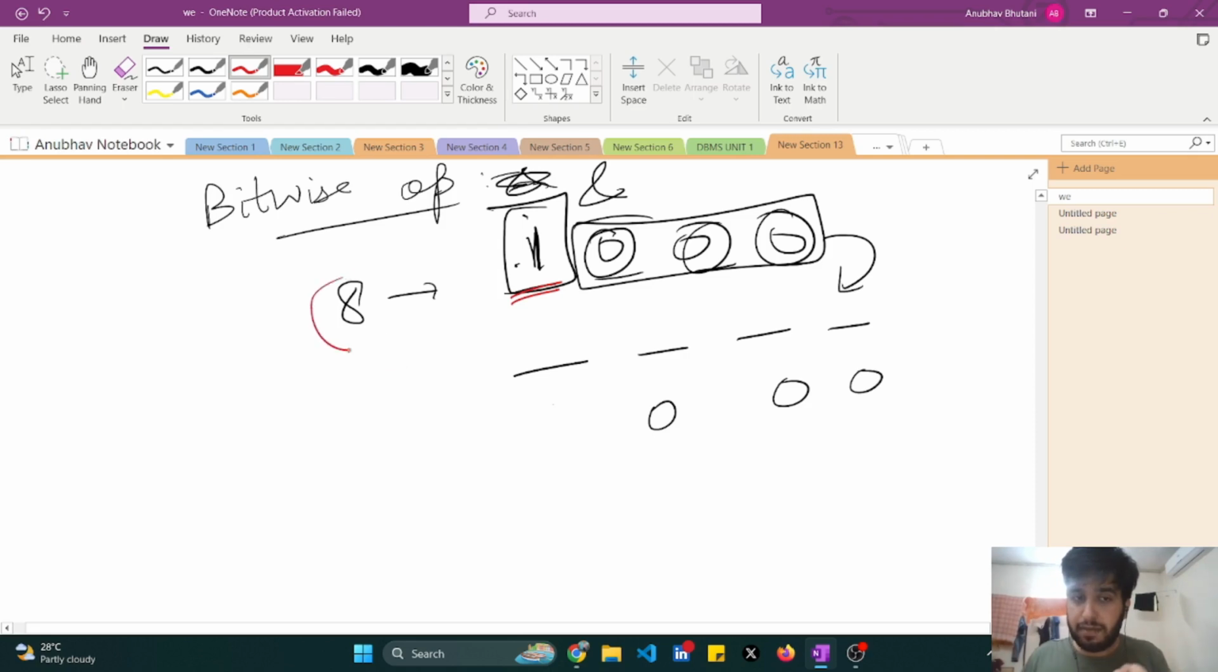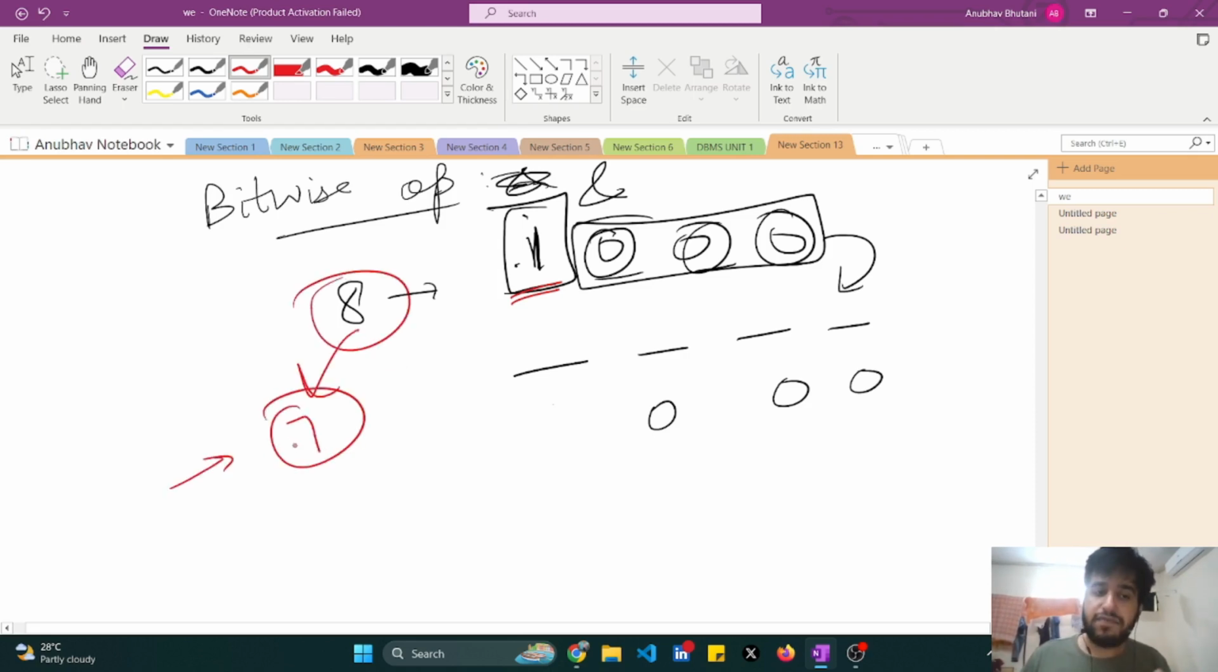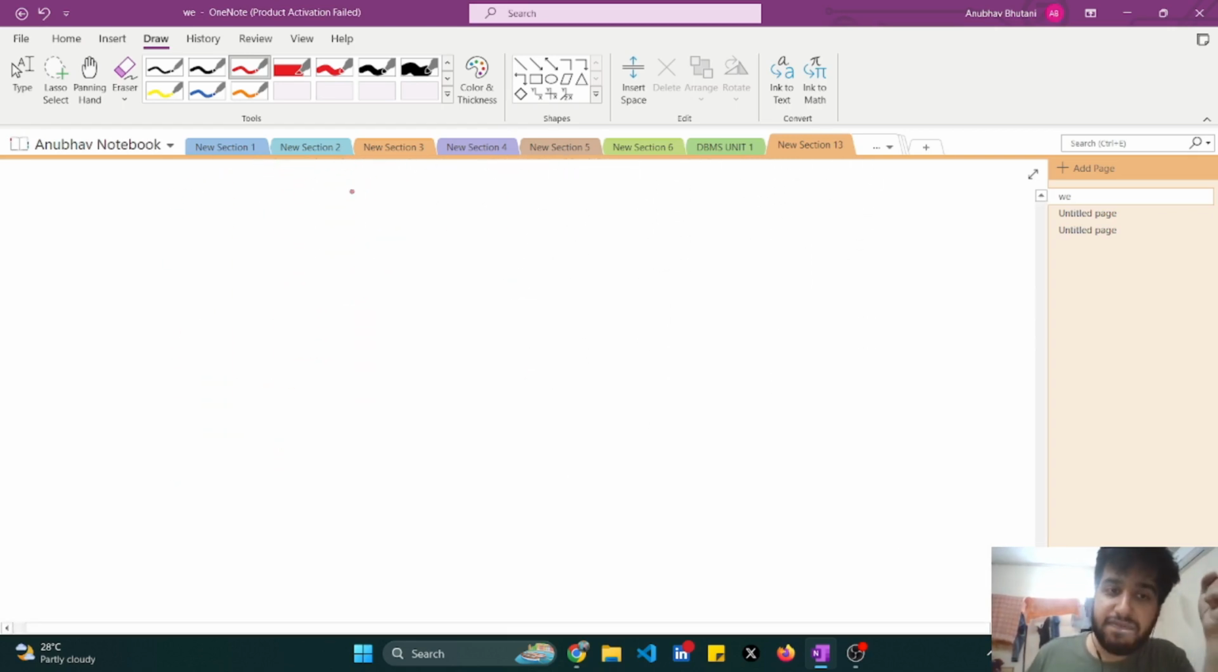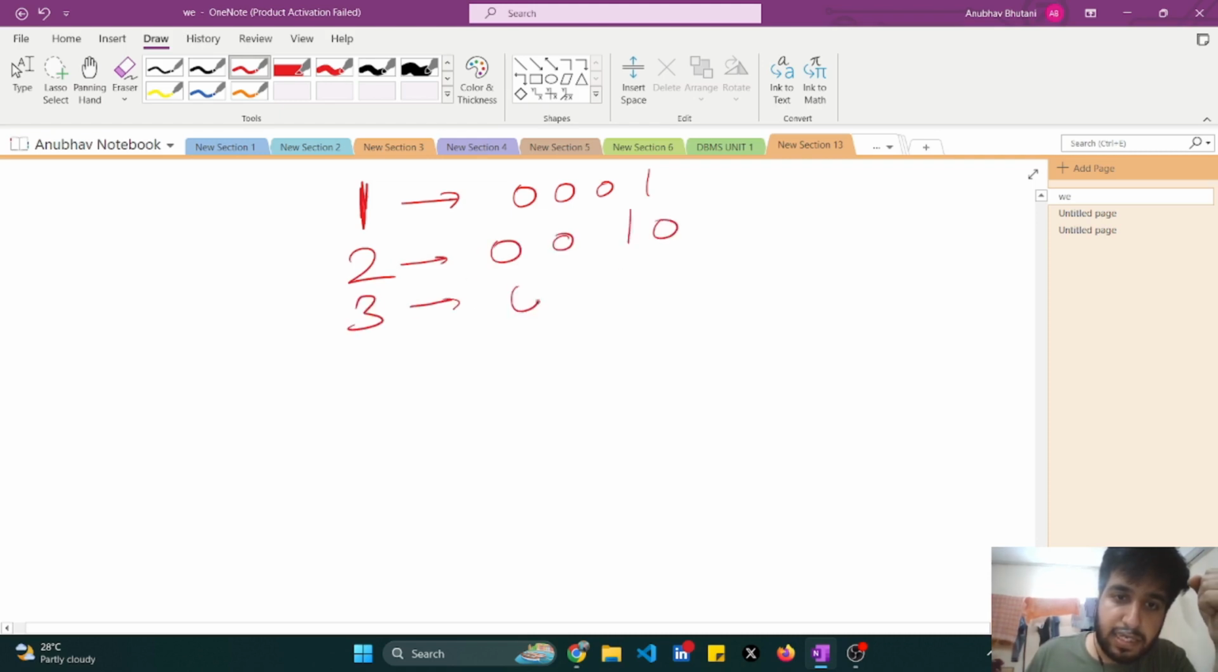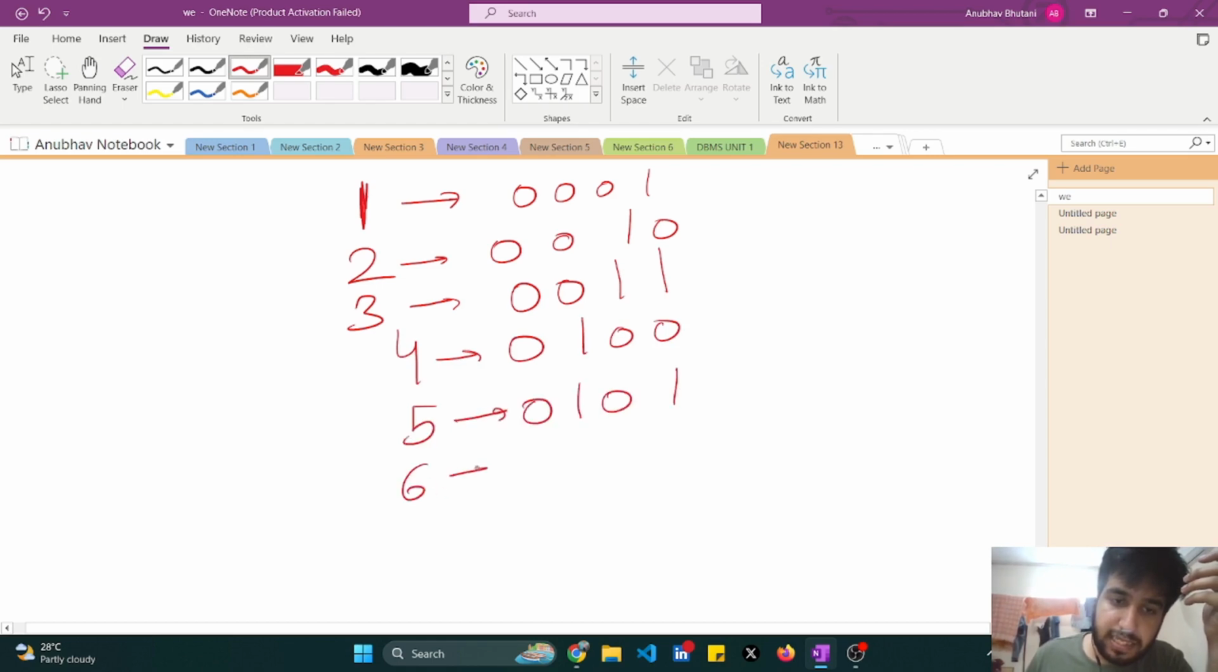I AND it with the number just preceding it, because if we see the binary of 1 is 0001, 2 is 0010, 3 is 0011, 4 is 0100, 5 is 0101, 6 is 0110, 7 is 0111, 8 is 1000.